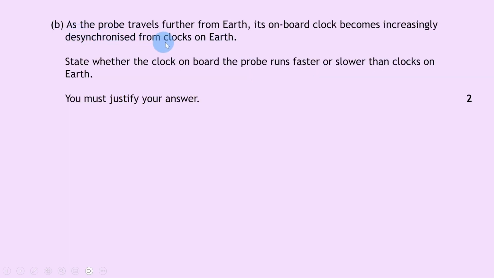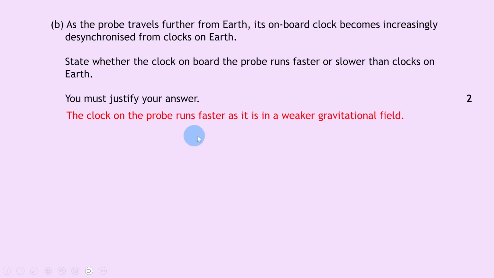Part B says as the probe travels further from Earth, its onboard clock becomes increasingly desynchronized from clocks on Earth. State whether the clock on board the probe runs faster or slower than clocks on Earth. You must justify your answer, and there's two marks available here. Well, it's important to remember the rule here that clocks run slower in a stronger gravitational field. So we can think about the opposite of that to answer this question, and we can say the clock on the probe runs faster as it is in a weaker gravitational field.